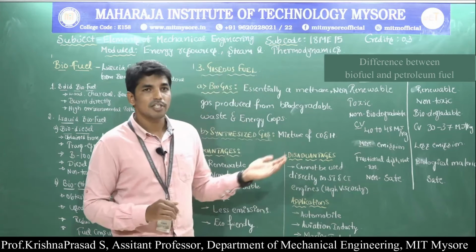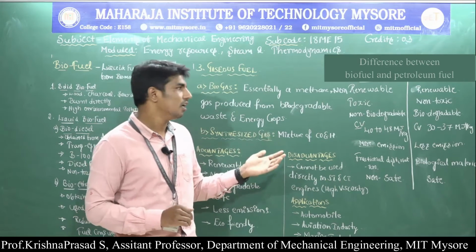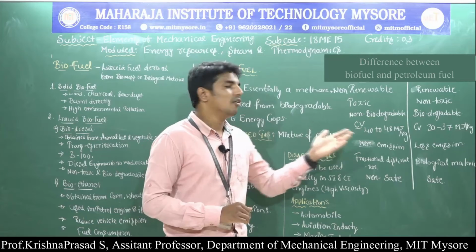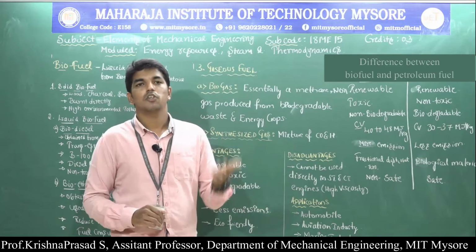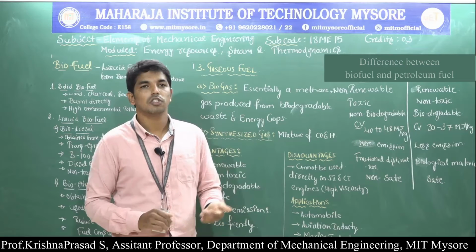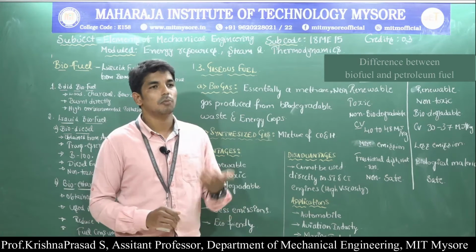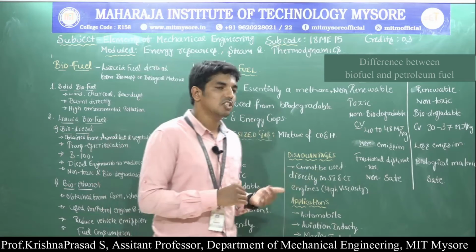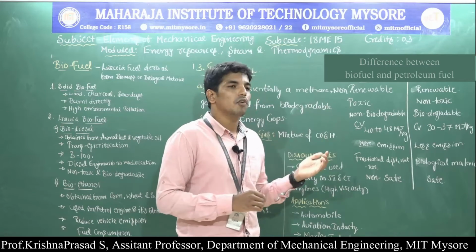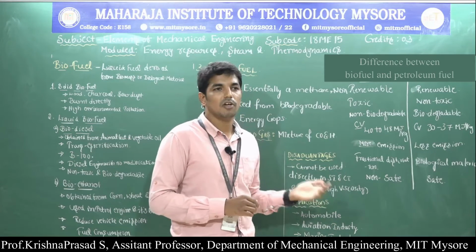Then emission regarding the petroleum fuel is very high, and compared to the petroleum fuel, biofuel has less emission. Next, petroleum fuels are usually obtained from the fractional distillation process, but biofuels are usually obtained from biological materials through the trans-esterification process. And the last one, petroleum fuels are not safe compared to the biofuels.